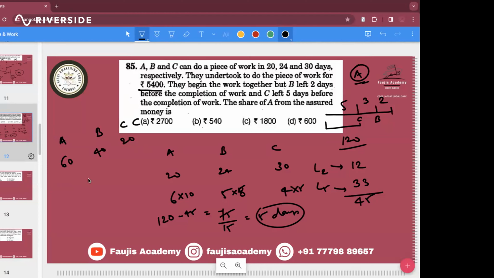That means basically A, B, C will receive in the ratio 3, 2, 1. Whatever. So how much is that number? What they are asking is the share of A from the assured money. You will get half of it, because 3 by 6 is how much? 1 by 2, and 1 by 2 is how much? 2700.